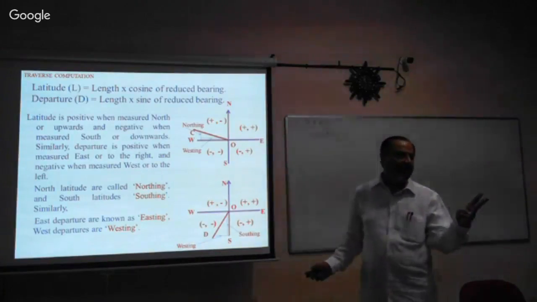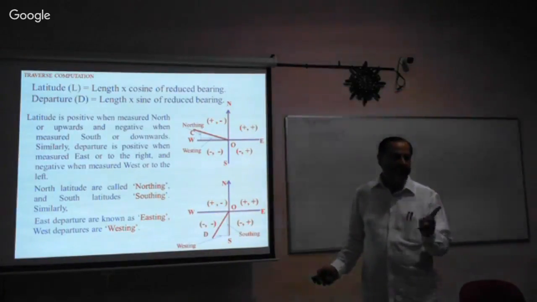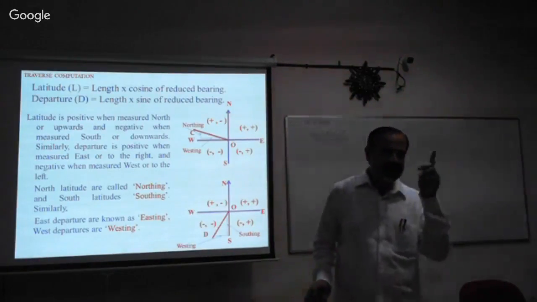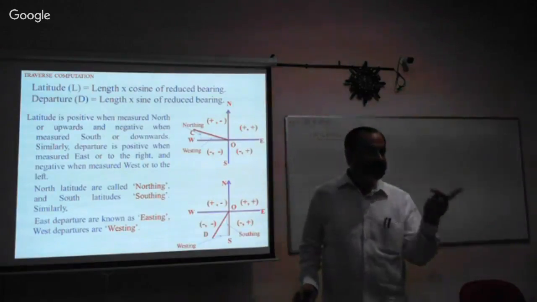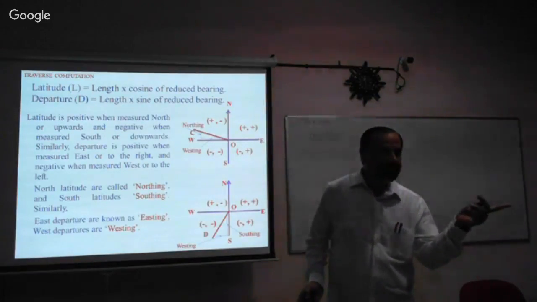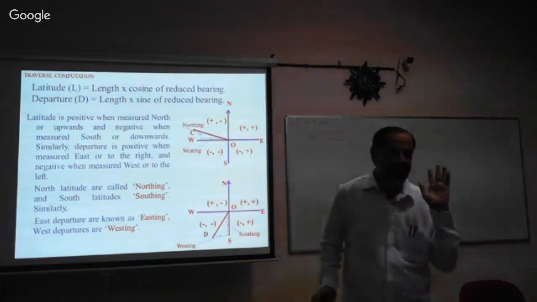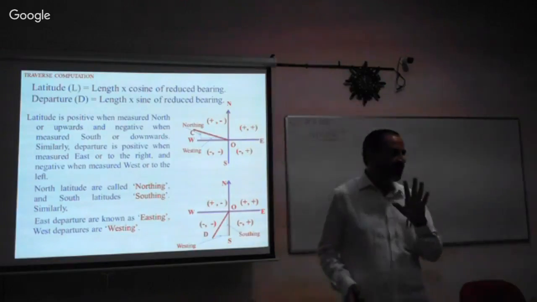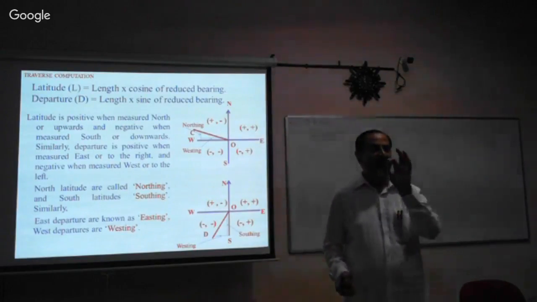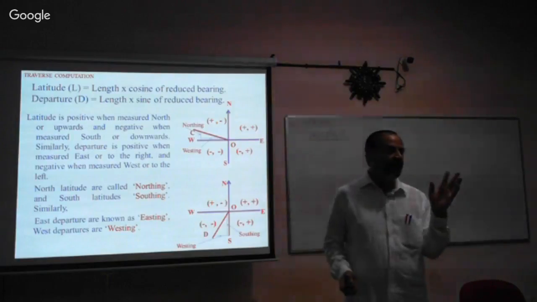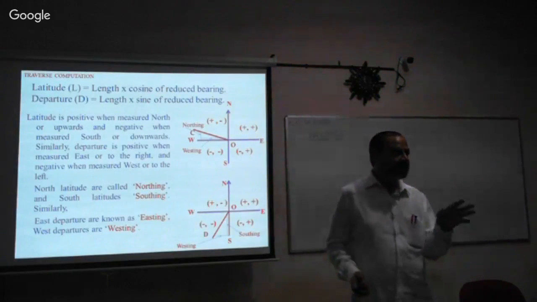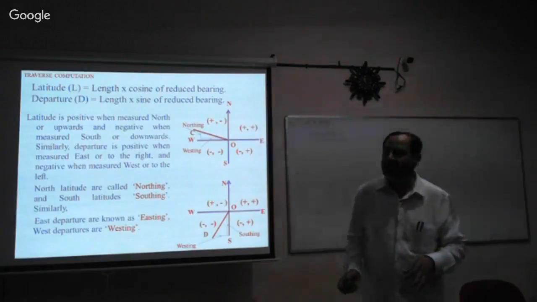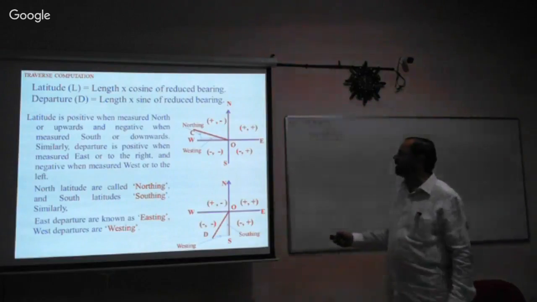Northing, north latitude of the survey line. Southing, south latitude of the survey line. Easting, east departure of the survey line. Westing, west departure of the survey line. Understood? Be careful. Let us understand very clearly where you have to consider the positive and where you have to consider the negative, which coordinate is positive and which is negative. This decides it. Now in another way, I can tell you.